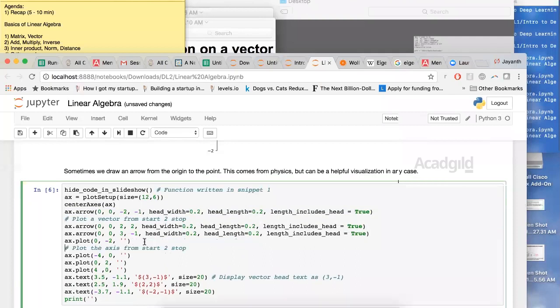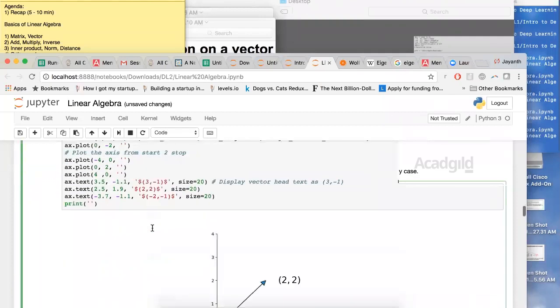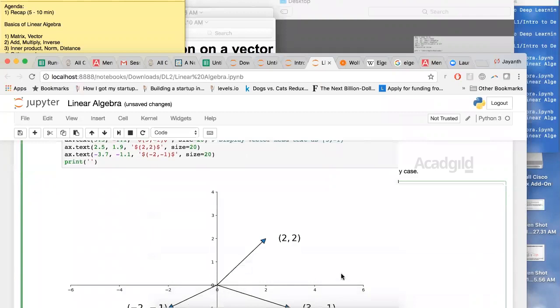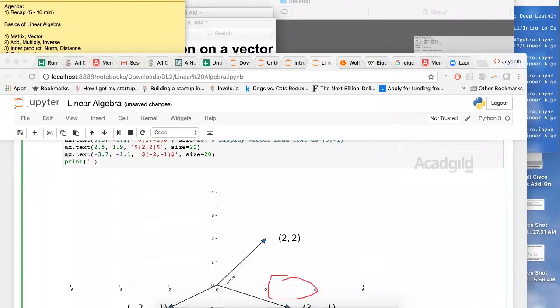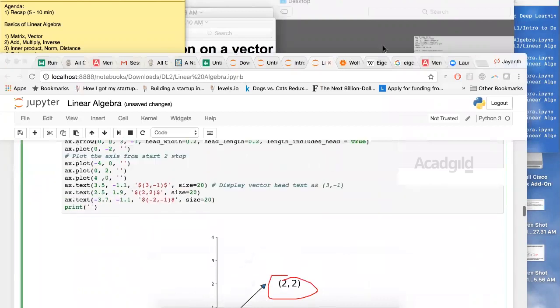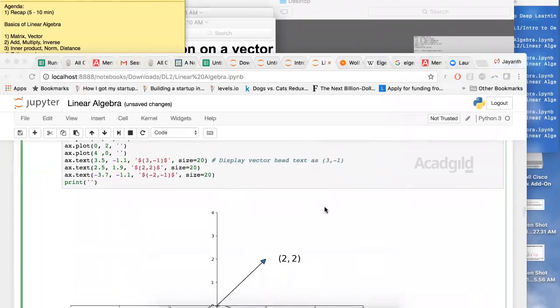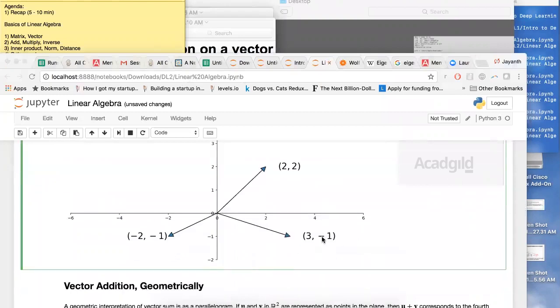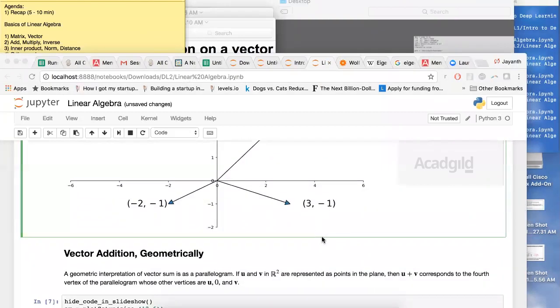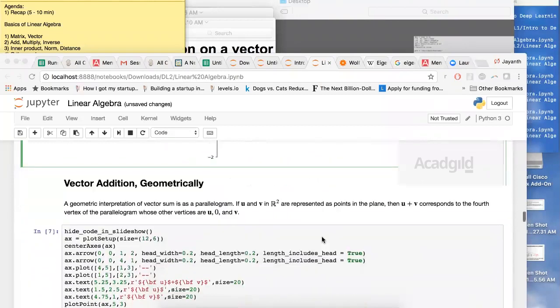Similarly, plot the axis. So this is just an axis. Plot the axis line. This is what I mean by axis. Plot the axis line from 0 to 6. Similarly, display the vector head as 3, minus 1. So here we are displaying that 3, minus 1. That's just how to draw a vector in Python.